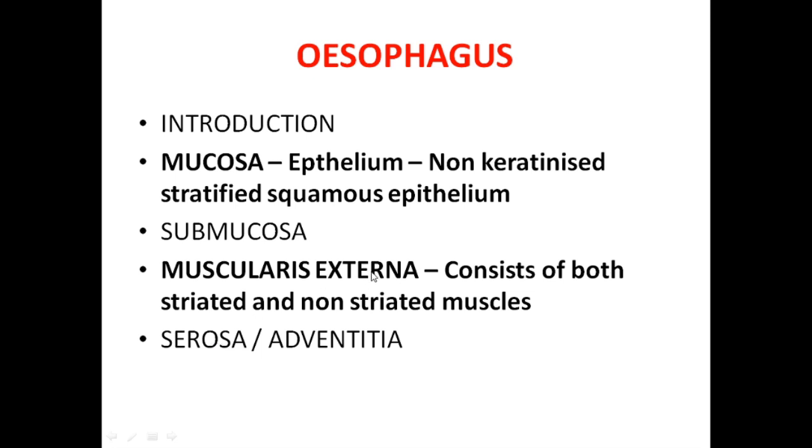Similarly, the muscularis externa in the esophagus consists of both striated and non-striated muscles, that is skeletal muscles and smooth muscles. Both are present in the muscularis externa of the esophagus. So these two highlighted points should be present in your answer, and they also help you identify the slide of the esophagus in the histology practical. So, striated and non-striated muscles. If we see the further details, in the upper 1/3 of the esophagus there is presence of only striated muscles.